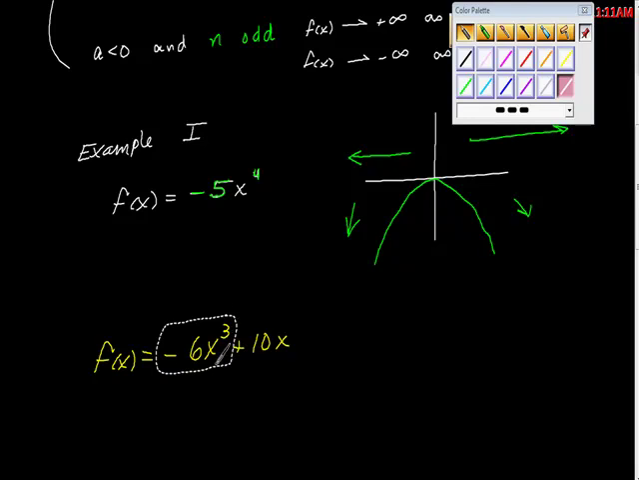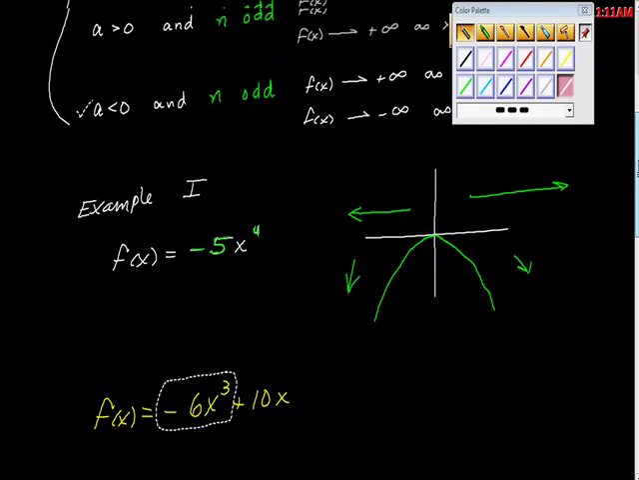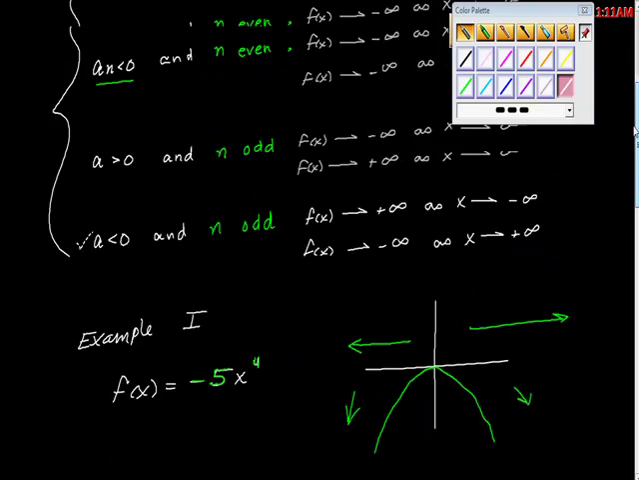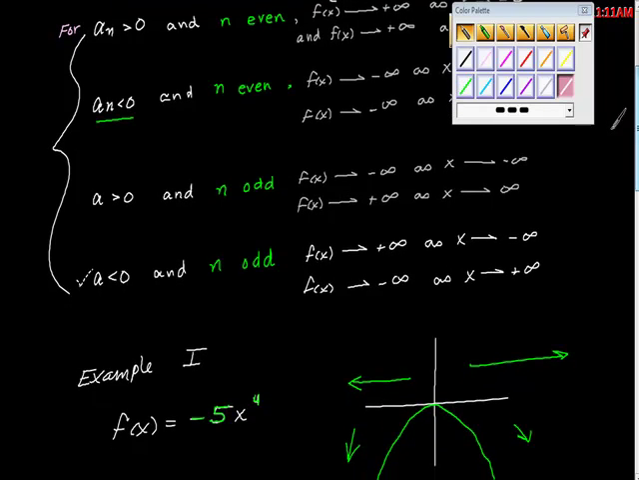We're just going to look at this first term, and we see two things here. One, the coefficient is negative, so that's less than 0, and the exponent is 3, so that's odd. That gives us this rule up here, doesn't it? It suggests that as x goes to negative infinity, this thing is going to become positive, and as x goes to positive infinity, as we move to the right, this thing is going to become negative.